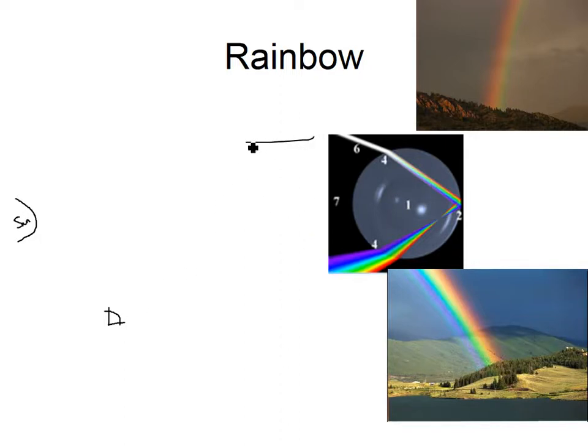So let's say there's a cloud somewhere up here maybe, and then the raindrops are all falling in front of you. And I'm going to make a really big, exaggerated raindrop here, like that. Okay, that should be a round raindrop there.